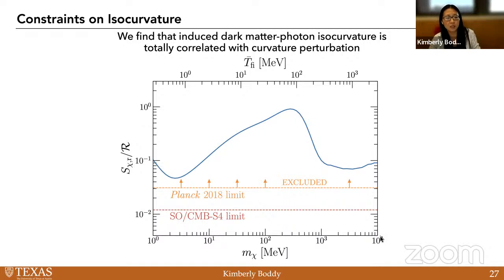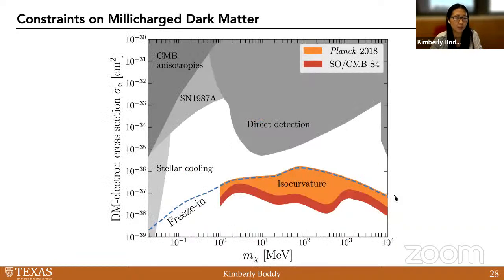And so we can put this exclusion in terms of constraints on the millicharge dark matter parameter space. Here's this dark matter electron cross-section that was shown before. This is the CMB bound you saw. This is the direct detection bound. These are some other bounds on millicharge dark matter that come from stellar cooling and supernova 1987A core collapse bounds. And this is the freeze-in line. This is the corresponding amount of scattering that you would need in order to have an annihilation cross-section that corresponded to freezing in all of dark matter.